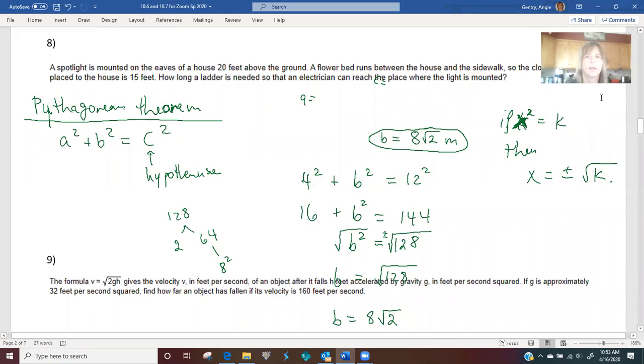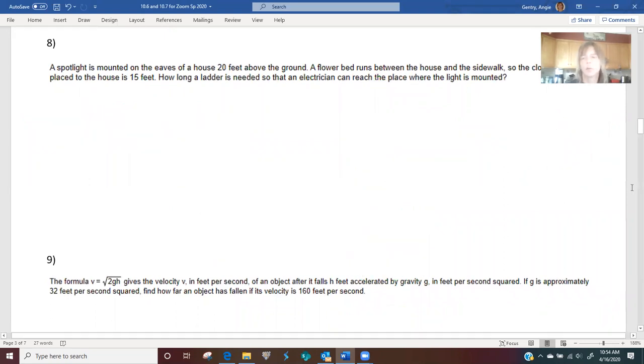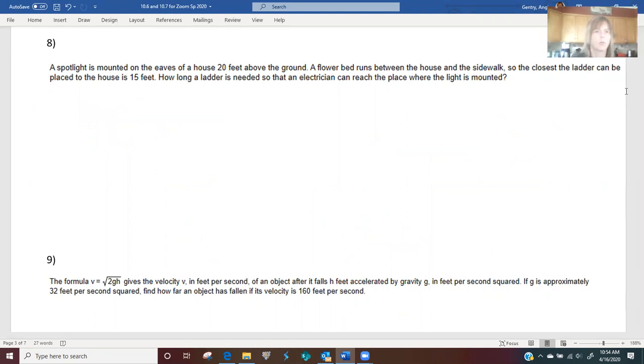In the next one, I'm just gonna draw a real quick sketch and then you're gonna handle this. Don't be afraid of words. A spotlight is mounted on the eaves of a house 20 feet above the ground. A flower bed runs, oh my gosh, that's a lot of words. Usually we run for the hills, you know? But what we're gonna do is attack this thing by drawing a picture.